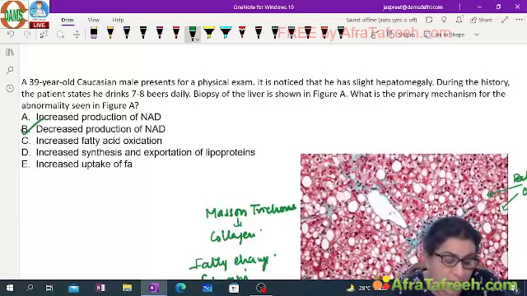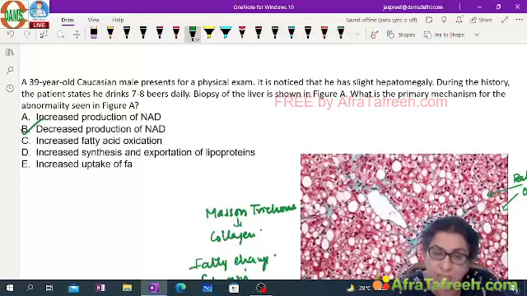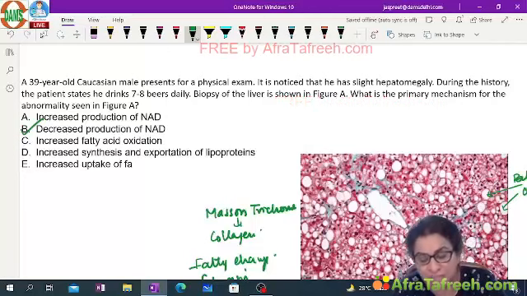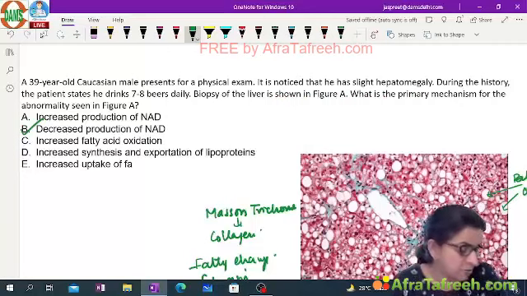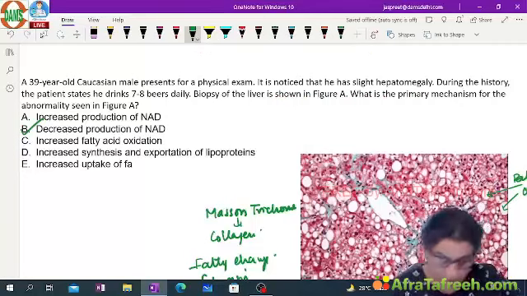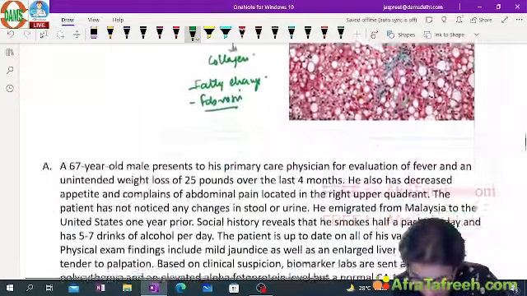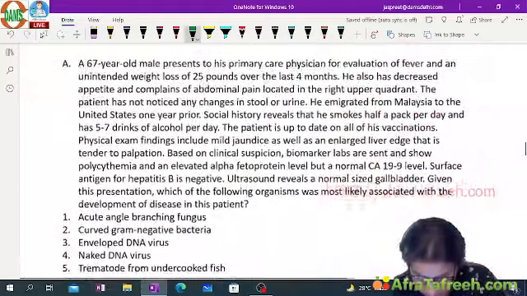Okay, so NAD is used up; it is converted to NADH. Since NAD is required for beta oxidation of fatty acids, and NAD is not there, beta oxidation of fatty acids cannot happen, and so fats accumulate in the liver, producing fatty liver. So that is what we see here. Okay. Next, look at the next question.